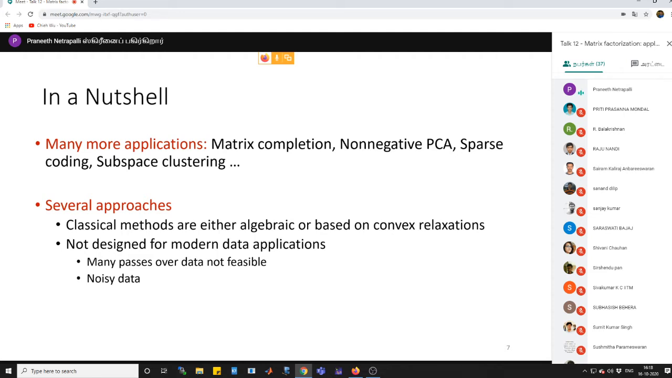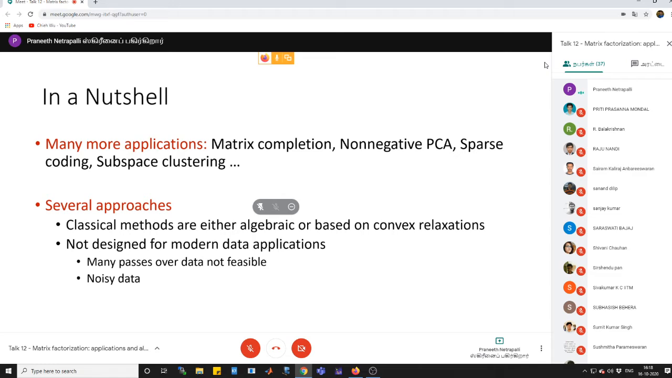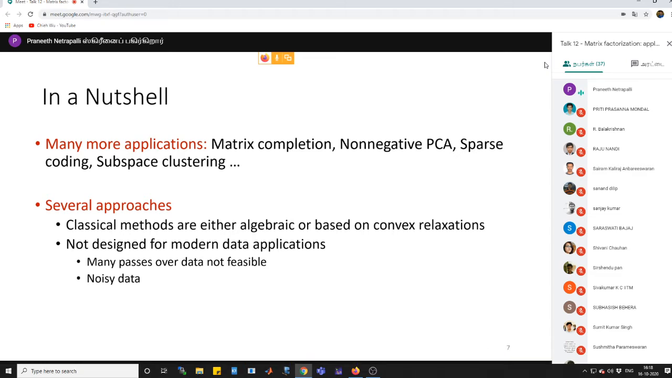And there are also optimization based approaches, which are again based on convex optimization, because we know that convex optimization can be solved in polynomial time, and there are very nice and efficient algorithms for convex optimization, right? But unfortunately, for several of the problems that we'll see going forward, it turns out that these classical methods, which are algebraic or based on convex relaxations, are not very well suited, because while they are very effective on small data instances, they don't scale very well when the matrix size is very large.